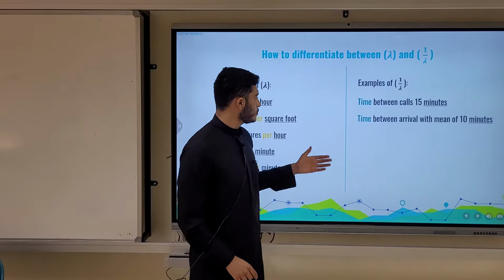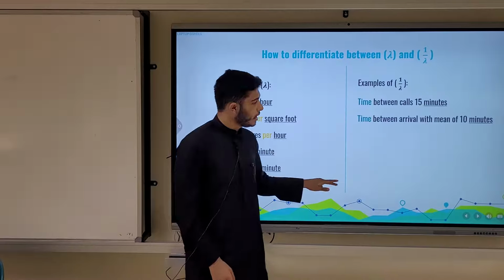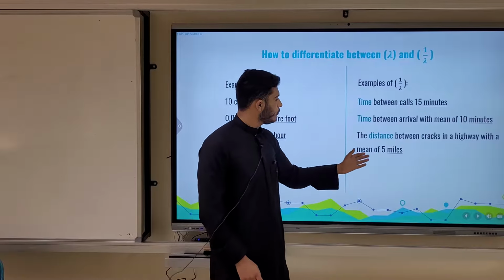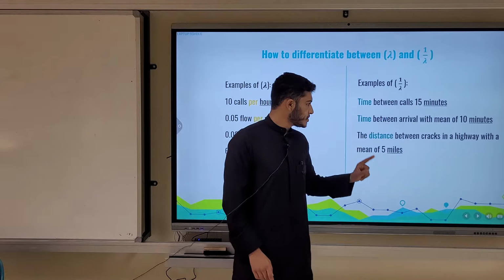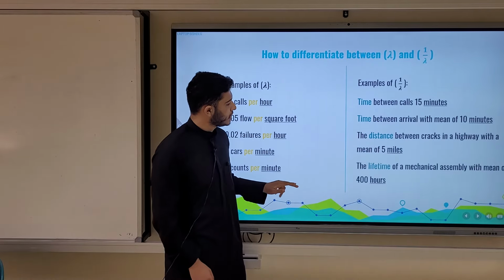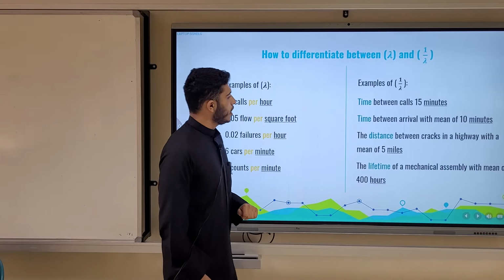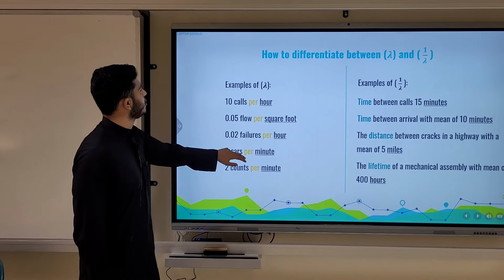So next one would be time between arrival with mean of 10 minutes. Okay, or maybe the distance between cracks in a highway with mean of 5 minutes. Here 1 over lambda is 15, 1 over lambda here is 10, and here is 5. Of course, if you want to find lambda, you have to get the reciprocal. Last one, we have the mean of a mechanical assembly. This is going to be 400 hours, a lifetime of mechanical assembly with mean of 400 hours.